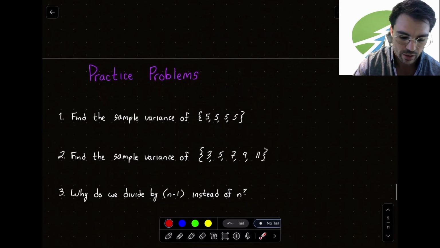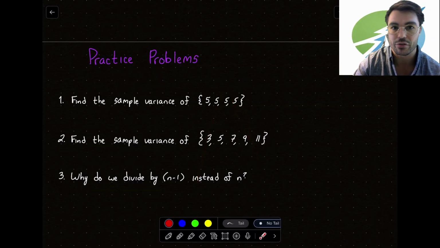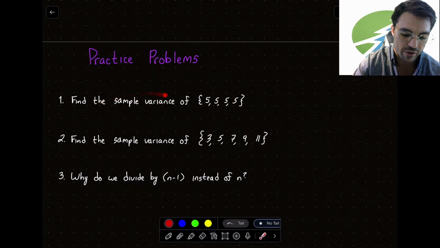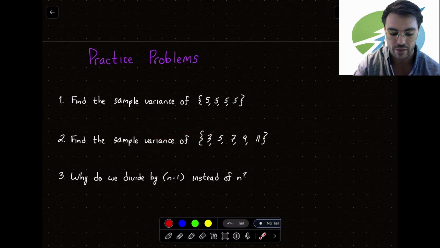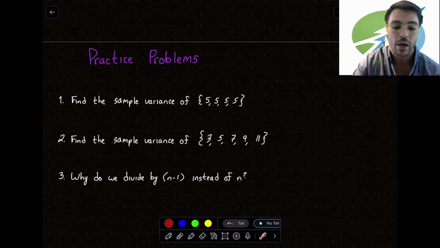Okay. All right, so let's finish up with a practice problem. You should notice these are the same questions from the last video. Find the sample variance of 5, 5, 5, 5. Find the sample variance of 3, 5, 7, 9, 11. And lastly, why do we divide by n-1 instead of n? Feel free to pause the video here and take a look. All right, hopefully you worked on these. Let's take a look at the answers.